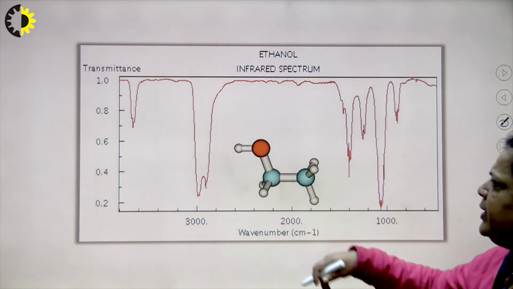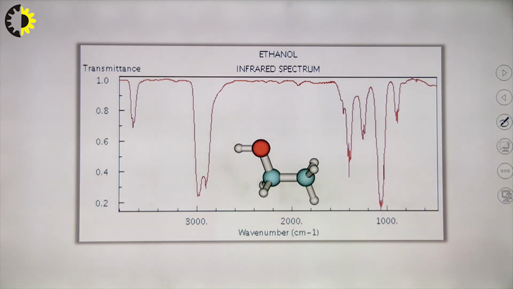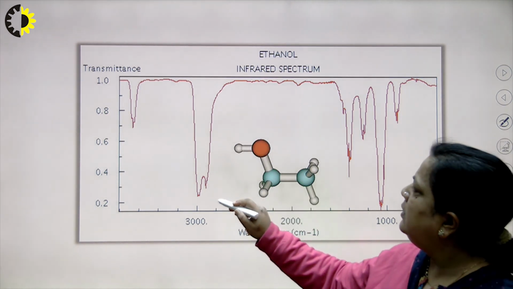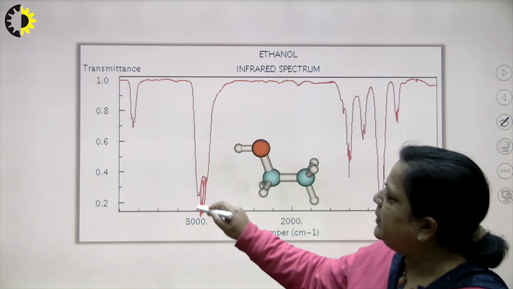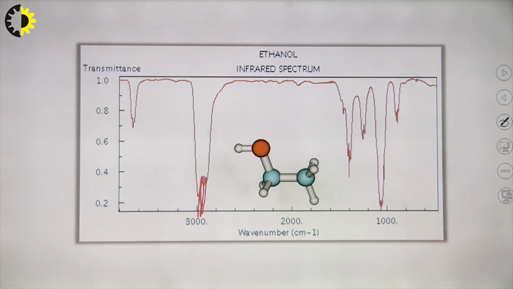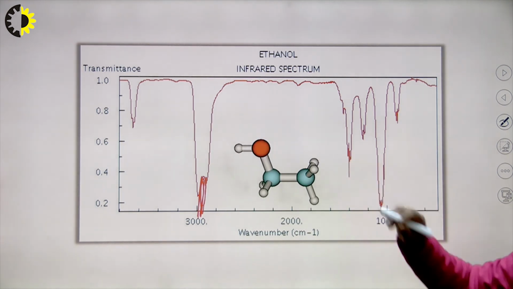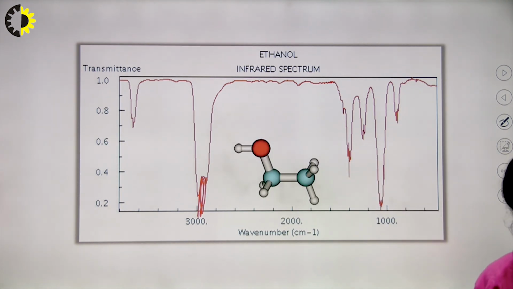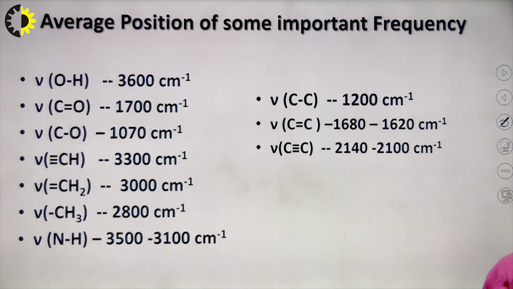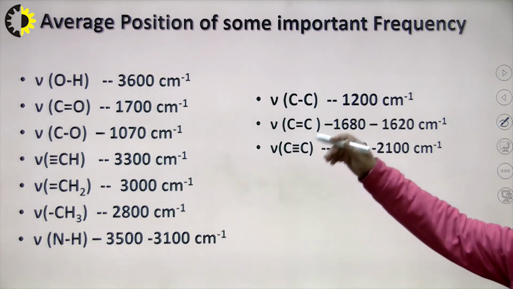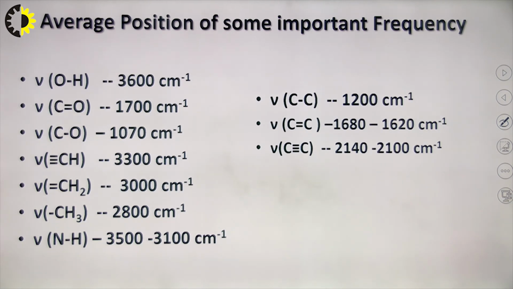This is the IR spectrum of ethanol. Since the OH group is there, the IR peak or band is observed at about 3200 to 3600, and there are others due to CH stretching or CC stretching, bending, etc. So, these are a few average positions, and we will discuss all these positions or values and how to find the structure in the next lecture. Thank you.